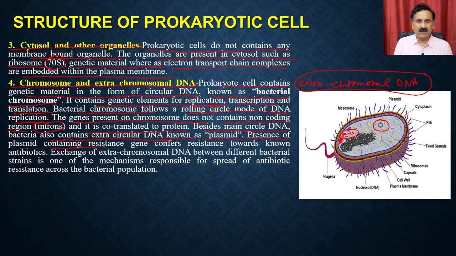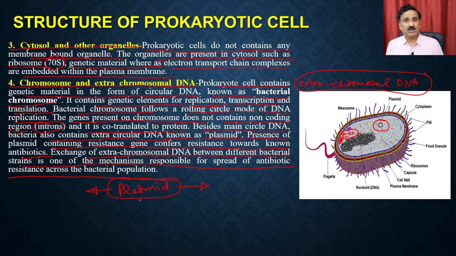Presence of a plasmid containing resistance genes confers resistance towards a known antibiotic. Exchange of extrachromosomal DNA between different bacterial strains is one of the mechanisms responsible for the spread of antibiotic resistance across bacterial populations. So the plasmid is very important, because the plasmid is the genetic material which is actually exchanged between different bacterial species, and that's how they are able to exchange their properties with neighboring residents, right?